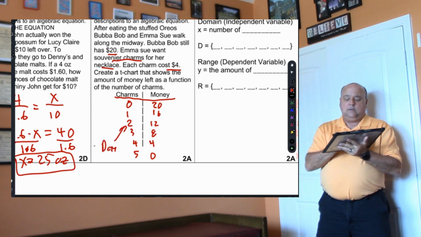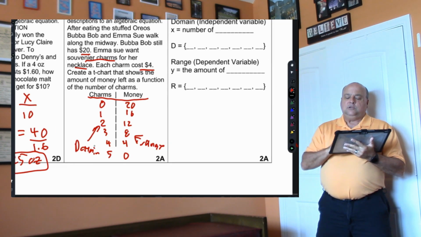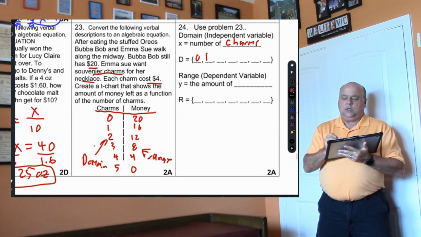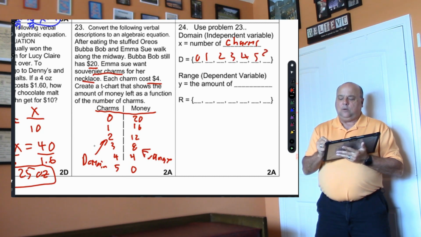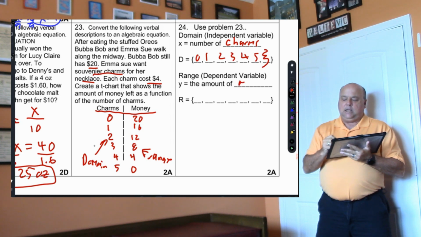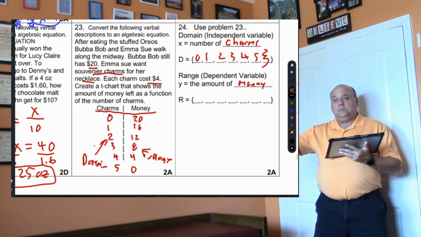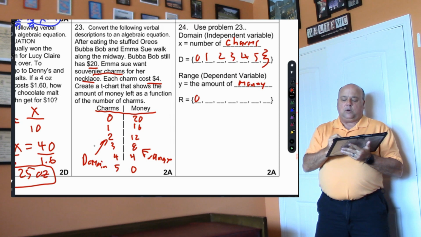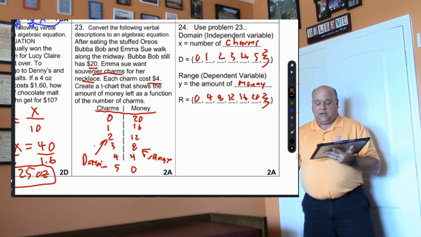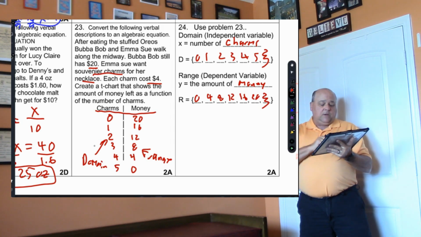This is our domain. And this right here is going to be our range. So go over here. The domain is the number of charms. It's going to go from 0, 1, 2, 3, 4, and 5. We don't need the last blank. And then the range is going to be the amount of money. And remember, you go from small to big. So we're not going to start at 20. We're going to start at 0 and go up by 4, right? This is how much money Bubba Bob has in his pocket as he's spending money. So we are done with this problem.